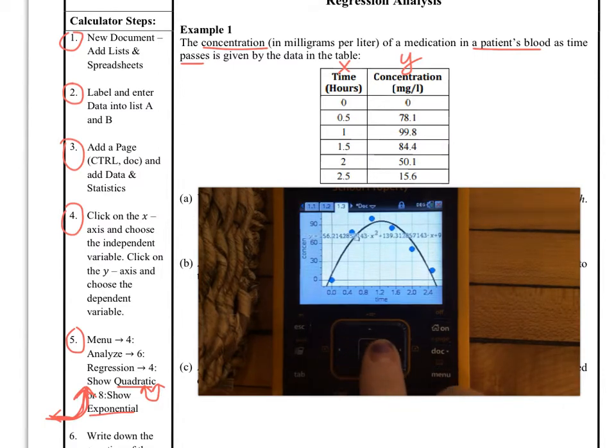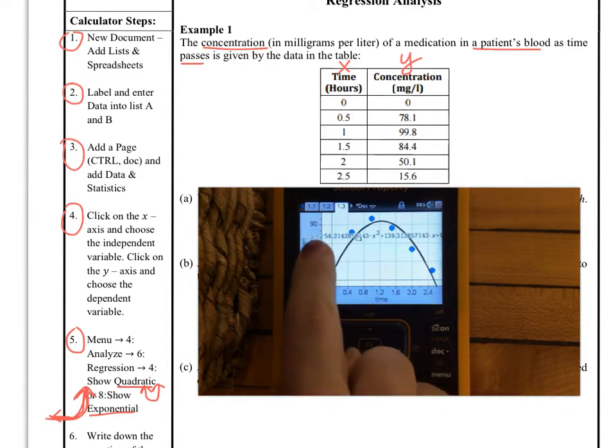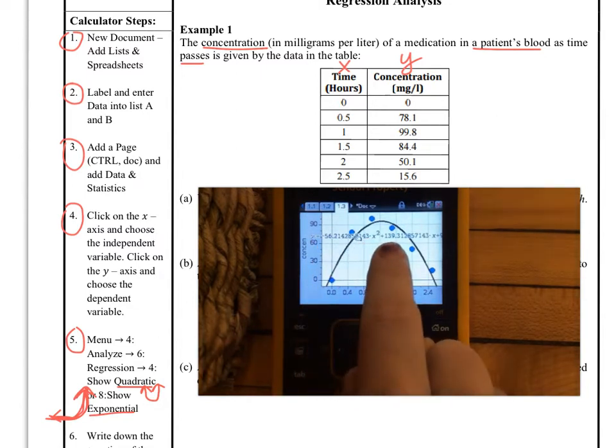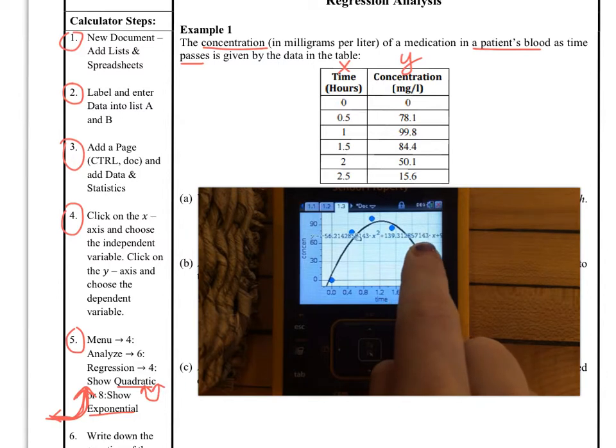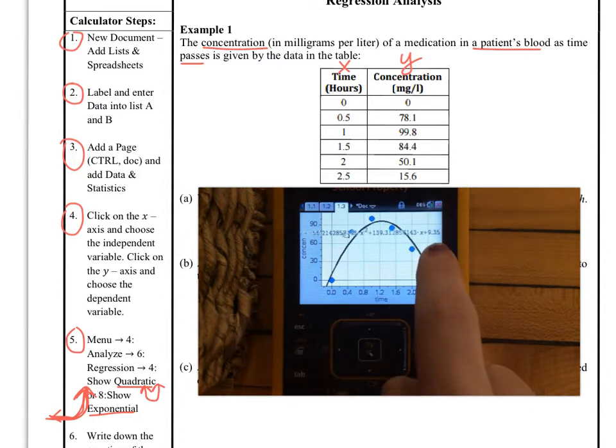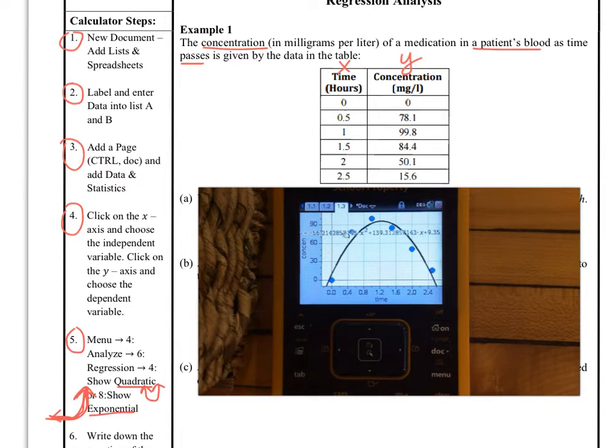Okay, so we're going to write down that equation, but we're going to round to the nearest tenth is what your notes say. So we're rounding to the nearest tenth, so this would be y equals negative 56.2 x squared plus 139.3 x plus 9.4. That rounds to 9.4. So go ahead and do that.